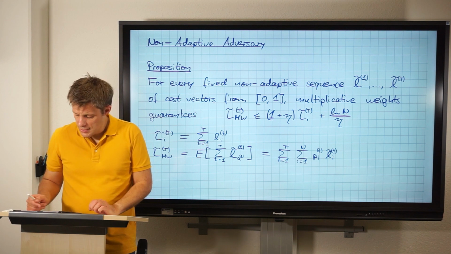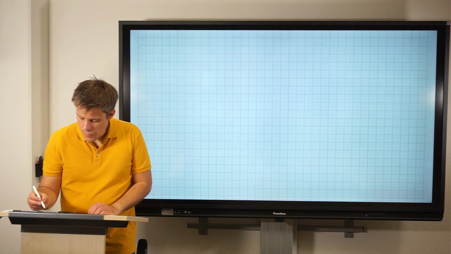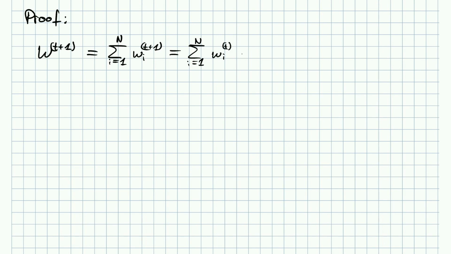So let's now prove this proposition. To prove it, we analyze how the sum of the weights decreases over time. We'll have the sum of the weights for step t plus 1, so after step t. Nothing surprising here, it is the sum of the weights. But how do we get to this sum? This is simply by the multiplicative weights formula.